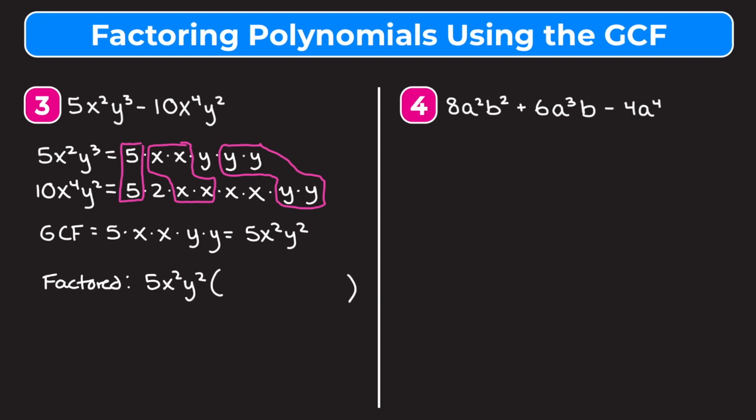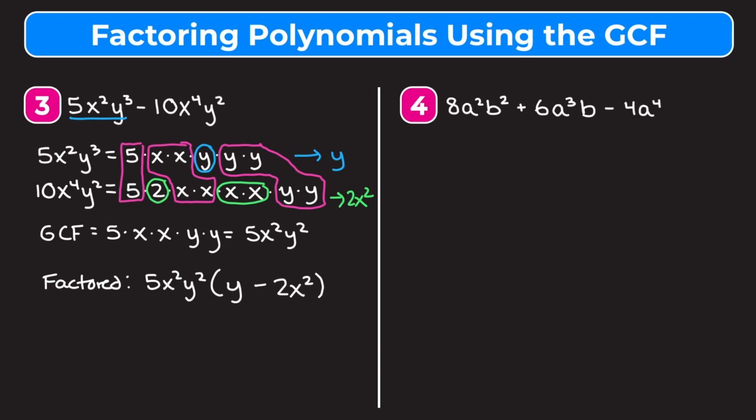So for the 5x squared y cubed, we're going to look at what we were left with. So we were just left with this y right here. So I'll just write this goes to y. So we're just going to put a y in this part of our parentheses. And then for the negative 10x to the fourth y squared, we were left with this 2 and these 2 x's, which is going to be 2x squared. And because we were originally subtracting 10x to the fourth y squared, we're going to subtract this in our parentheses, so minus 2x squared.